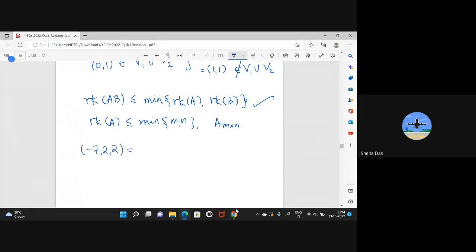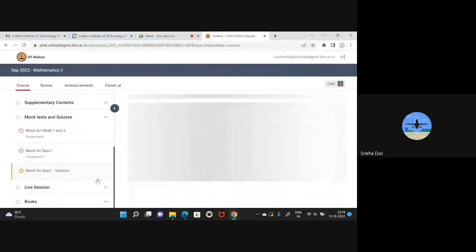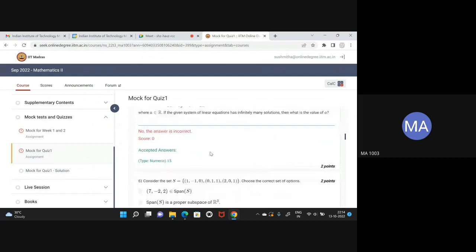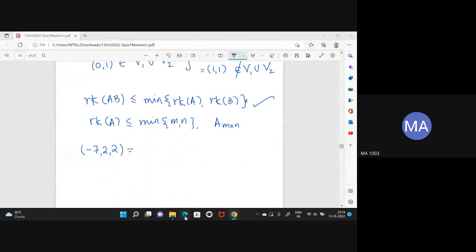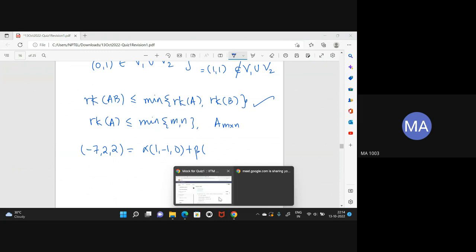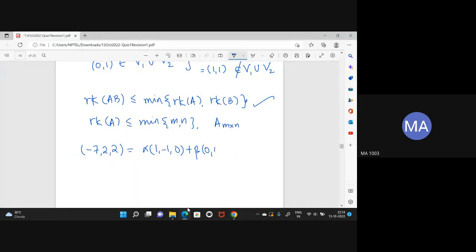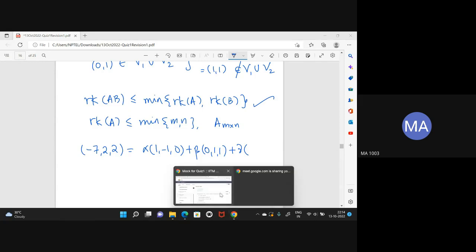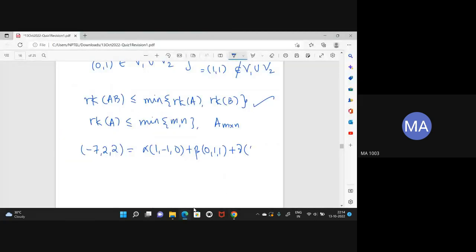The mock quiz solution, it is there, no? Oh, you didn't understand what it is. Alpha times (1, -1, 0) plus beta times (0, 1, 1). What have I written that you didn't understand? So if you are able to write (7, -2, 2) like this for some alpha, some beta and some gamma, then it is a linear combination, right? Means it belongs to the span, right?